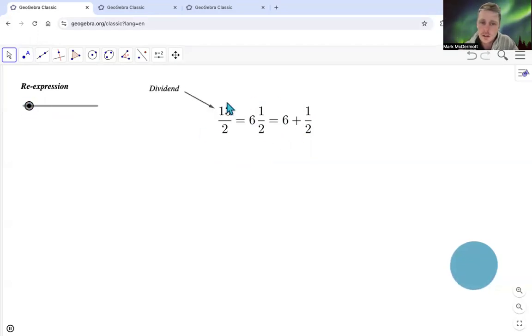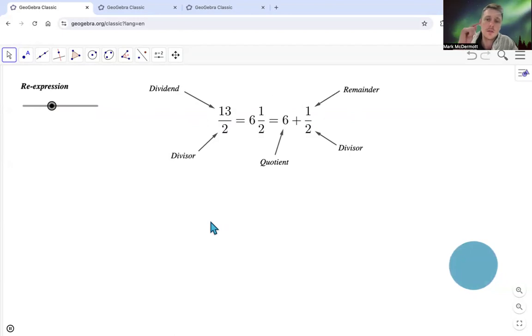All of these things actually have names, and it's important we know some of those names. This thing on the top in the numerator is called the dividend. This thing down here in the denominator is called the divisor because we're dividing by 2. This 6 here is what's called the quotient. This 2 is the same as this 2. It's the divisor. And I want you to think about this one. This 1 up the top here is actually the remainder. It's what's left over. 13 divided by 2 goes 6 times with 1 remainder. So that's why that's there, right?